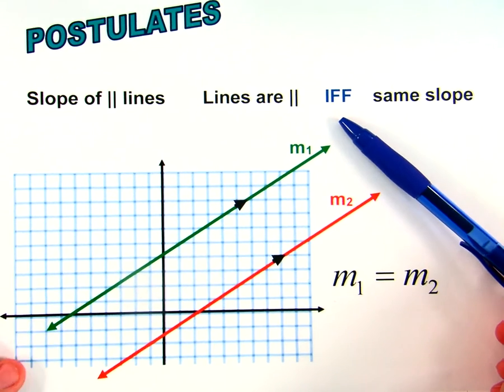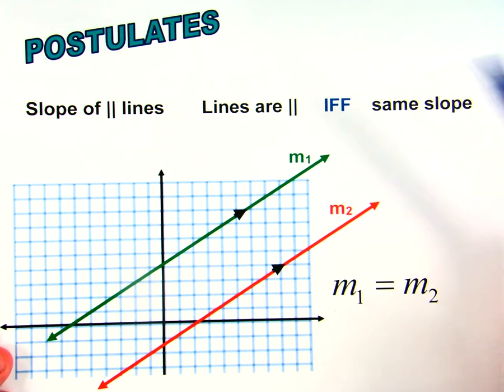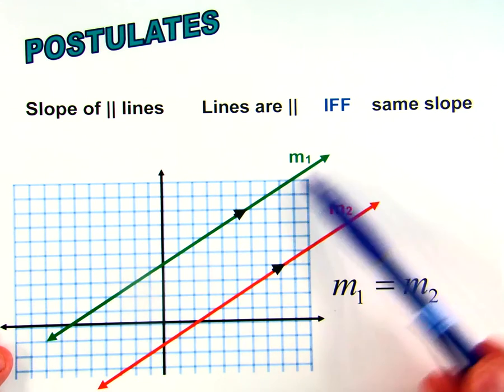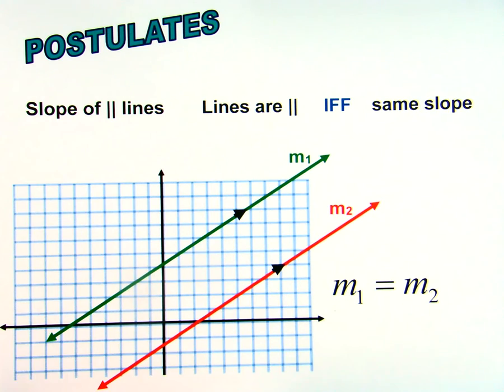IFF. It's a word in the Scrabble dictionary. You can use it in Scrabble, but it's not a word that has a pronunciation so far as I know, or as dictionary.com knows. So we have two lines. If the slopes are the same, then they are parallel.